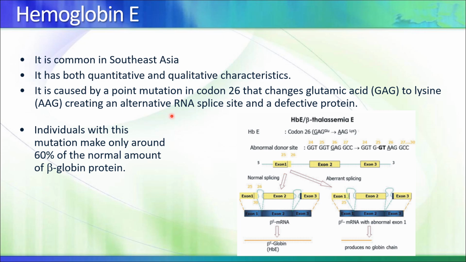Now, there are two consequences of having this mutation. The first one is genetic. So basically, this would create an alternative RNA splice site, leading to the production of a defective protein. Once formed, this protein is also not as stable as the normal protein, and it would tend to be degraded. So individuals not only have a deficient ability of hemoglobin to carry oxygen, they also have a lower amount of the beta globin protein. So this condition has both quantitative and qualitative characteristics.